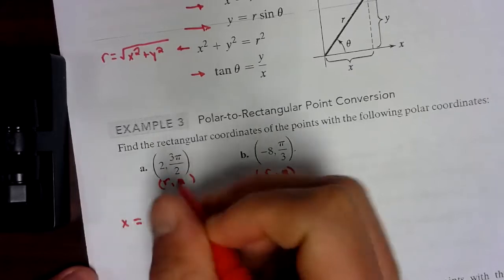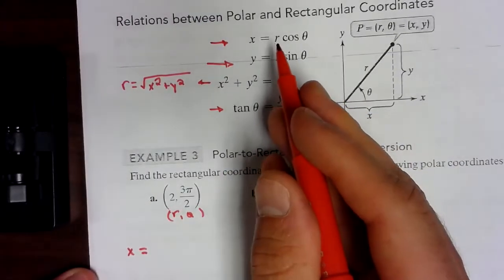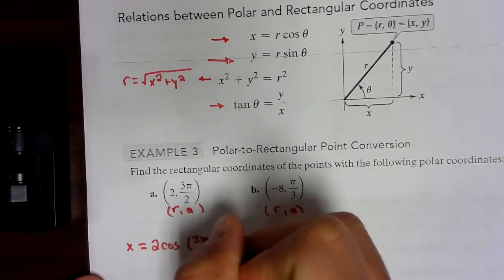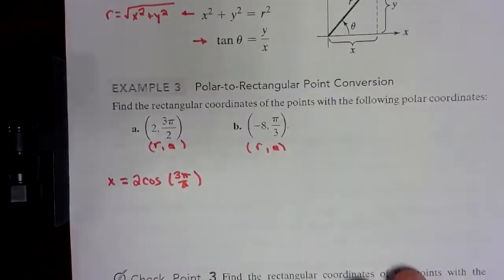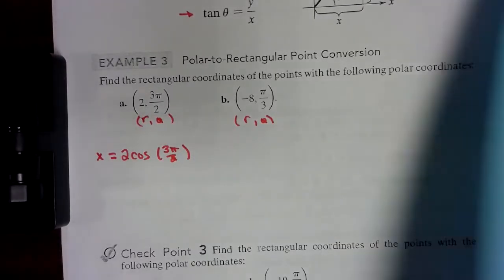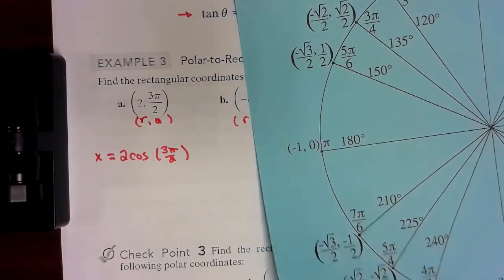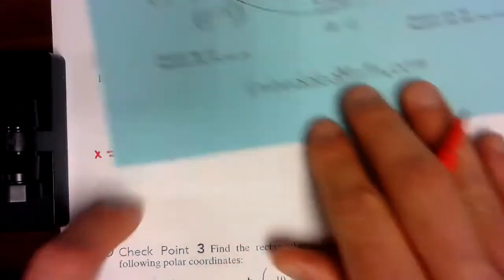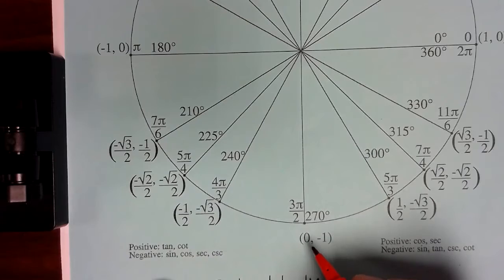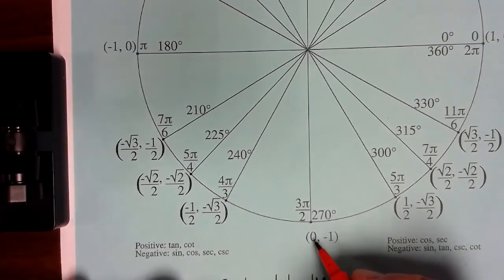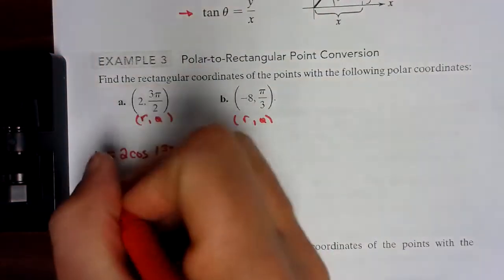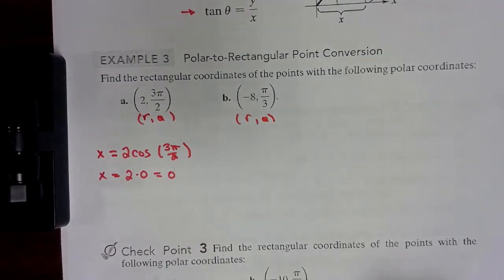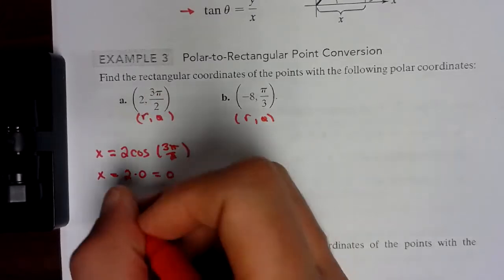So x equals r cosine of theta. So 2 cosine of 3 pi over 2. And all we need to do is evaluate or find that value. So we are going to need a unit circle. Again, if you can do this without the unit circle, even better. Hopefully you have one. If not, you can pull it up real quick. But basically, I need to find the cosine of 3 pi over 2. So I find 3 pi over 2. Cosine is the x coordinate. So cosine of 3 pi over 2 is simply just 0. So x in this particular case is 2 times 0, which is 0. We have found the x coordinate of this particular polar coordinate.